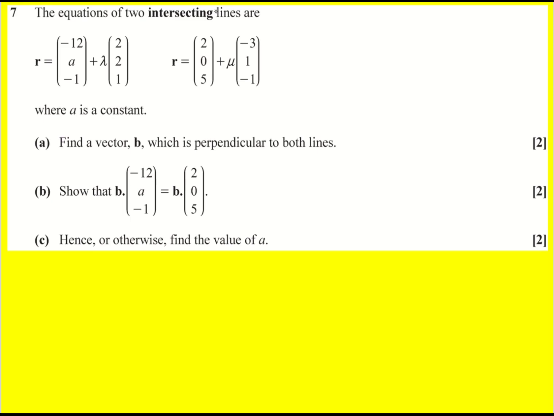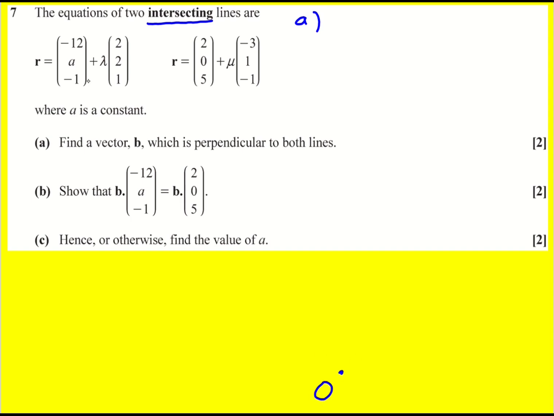The equations of two intersecting lines, note that that is in bold font, that's going to be important later on, are given as shown, where a is a constant, and we're asked to find a vector b which is perpendicular to both lines. So let's say the origin is here.